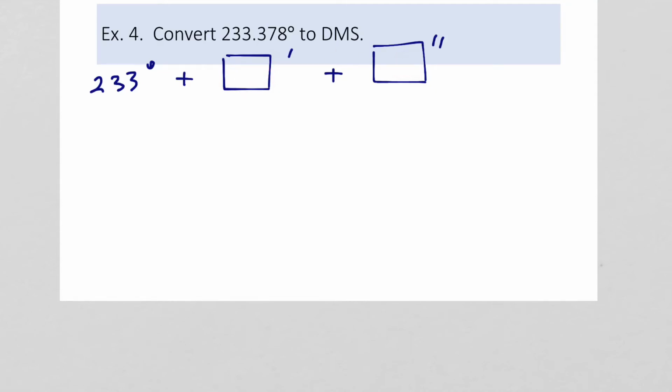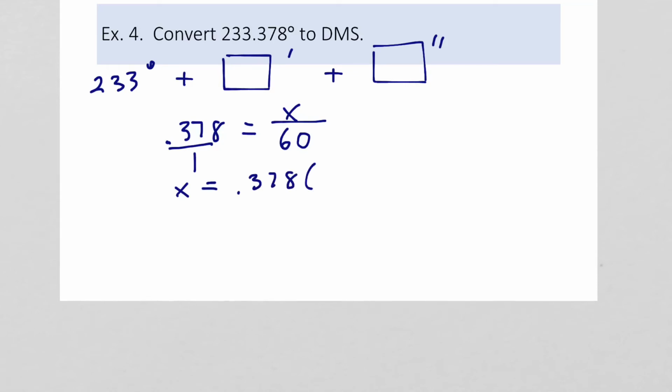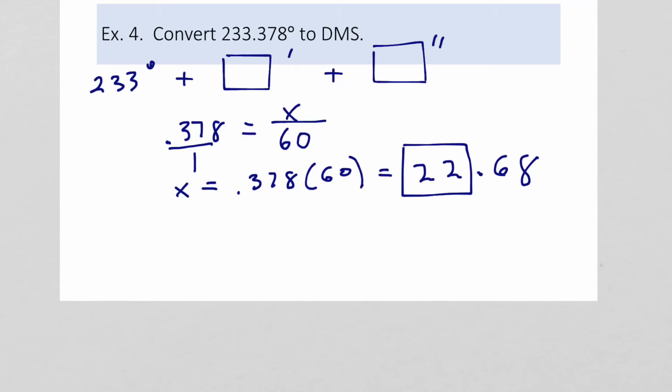All right, so we take this 0.378 and we say that's equal to some number of minutes out of 60, some fraction of 60 minutes. So if I do cross multiplying, I can say x is equal to 0.378 times 60. If I run that through the calculator, that gives me 22.68. Now I take off that whole number part, 22, and I put that here. So that's 22 minutes.